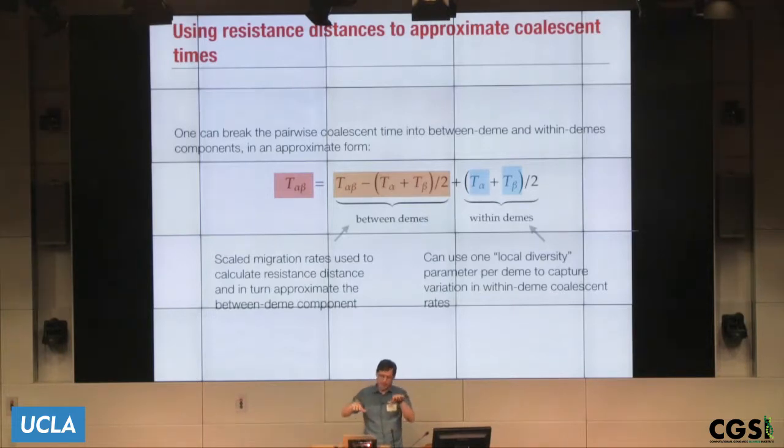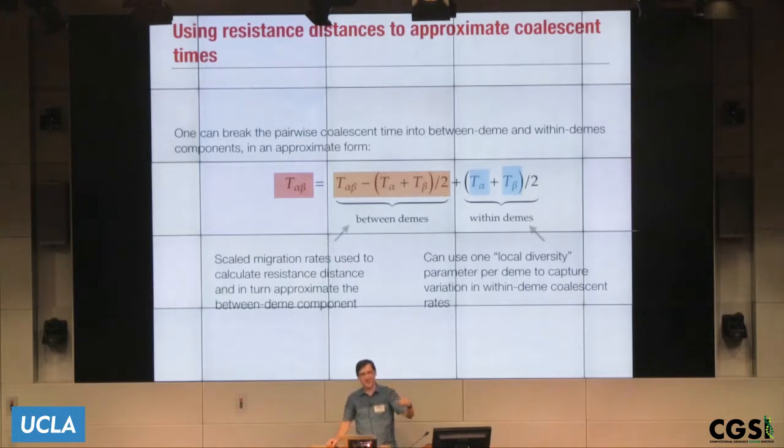The part of breaking it between demes and within demes is not an approximation, but putting it in this exact form with this TA plus TB over 2 is an approximation. What we're effectively saying is that you have a time to go back, and then there's some location where they meet, and then there's some local time there for the final coalescence to occur. But we don't know where that is. So the proper way would be to sum over all possible places where they could meet, but that's an additional sum that we don't want to do.